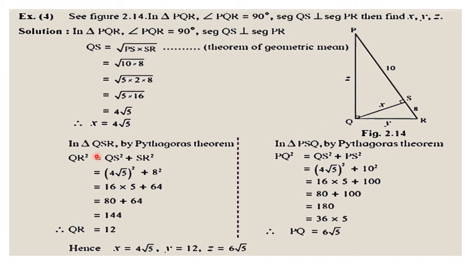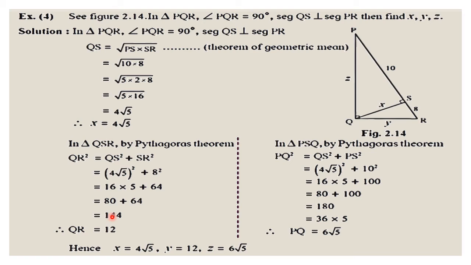Okay. So in triangle QSR, first we start with this smaller triangle. In triangle QSR, QR is the hypotenuse. Since angle QSR is 90 degree, QR is the hypotenuse. So by Pythagoras theorem, QR square is equal to QS square plus SR square. Now QS value is 4 root 5. So 4 root 5 whole square plus 8 square is equal to y square. So 4 root 5 square will be, 4 square is 16, root 5 square is 5, 16 into 5 plus 64, 16 5s are 80, 80 plus 64 is same as 144. So QR, that is y, is equal to 12.